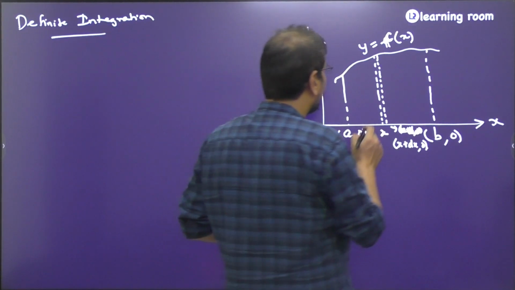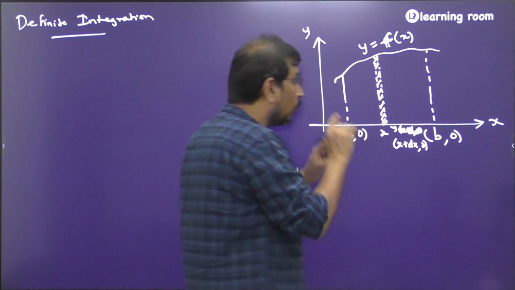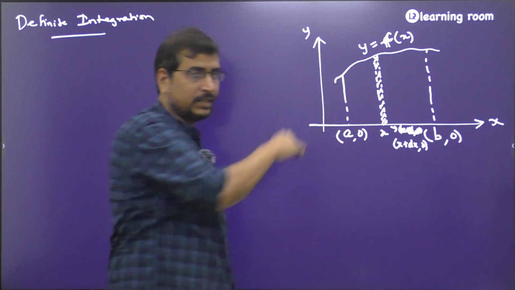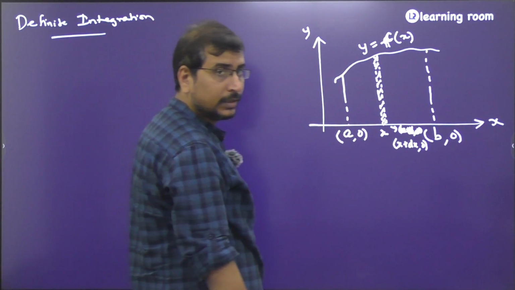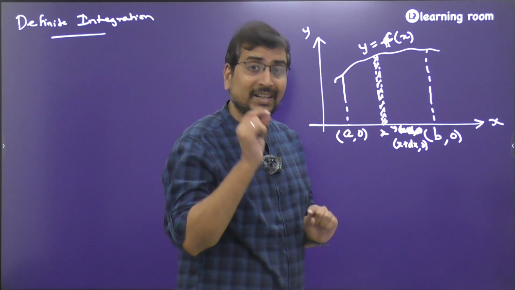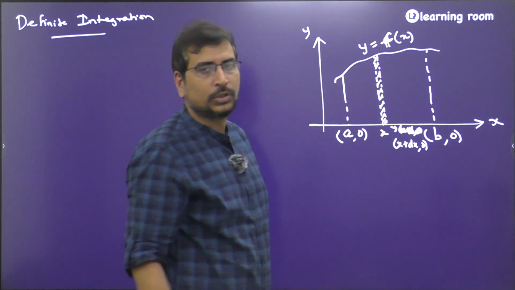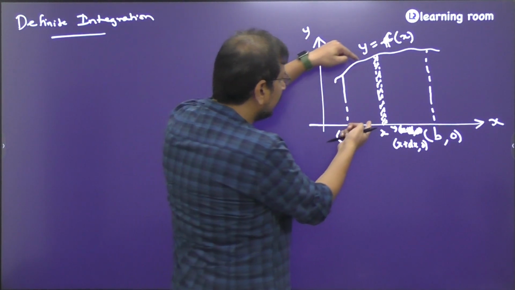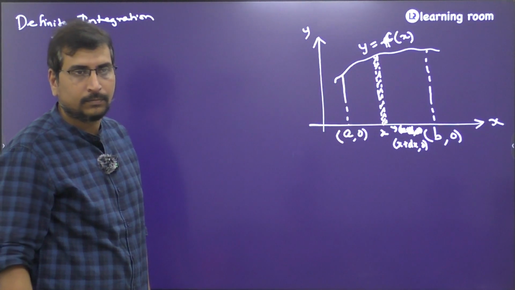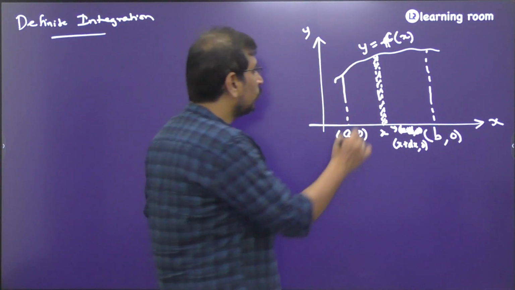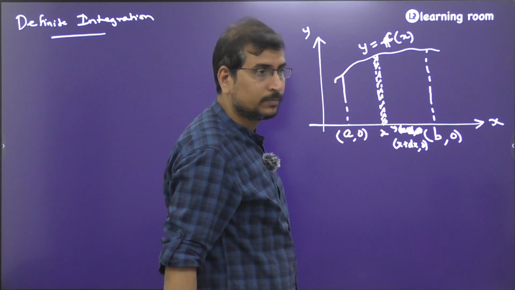Now if I take this box, what shape does it take? It looks like a trapezium, right? But it can be approximated to a rectangle because these two points are very close to each other, so this height and this height are the same. Am I clear with this? So this curvature is ignored because of the distance between these two verticals.